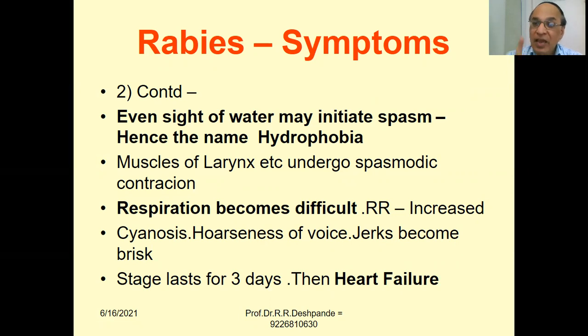Muscles of the larynx can also undergo spasmodic contraction. Respiration becomes difficult. The normal respiratory rate is 14 to 16 per minute, but in this disease the respiration becomes faster, oxygen becomes less, and cyanosis, blue discoloration at the tip of the finger, peripheral cyanosis, or central cyanosis, bluish discoloration because of hypoxia, less oxygen.